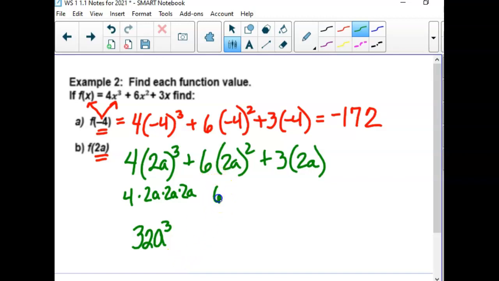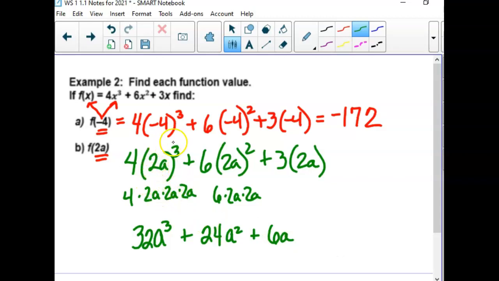All right, then this one is a 6 times a 2a times another 2a, or 2 squared is 4 times 6 is 24. And that's an a squared. And then on the back, 3 times 2a is just 6a. And I can't combine different powers of a. Yes, no, maybe? Antoine, did I lose you?